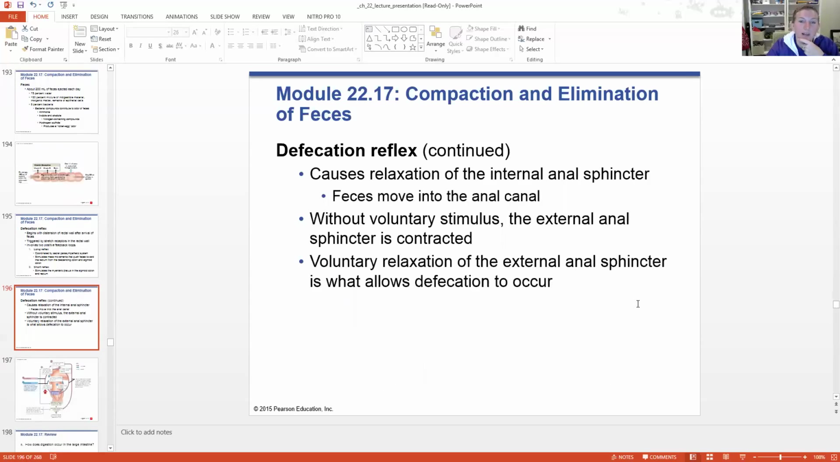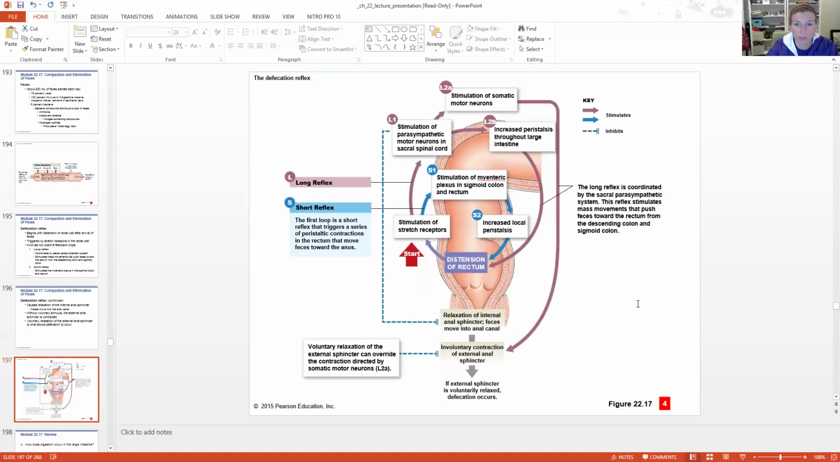So the relaxation of the internal anal sphincter is going to help move that feces into the anal canal, and that's that feeling of, I gotta go now. Without voluntary stimulus, the external sphincter is going to remain contracted and tight, thank goodness, and then the relaxation of that external anal sphincter is what allows the defecation to occur.